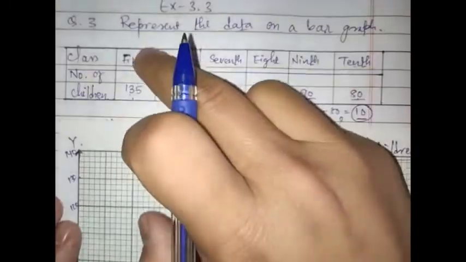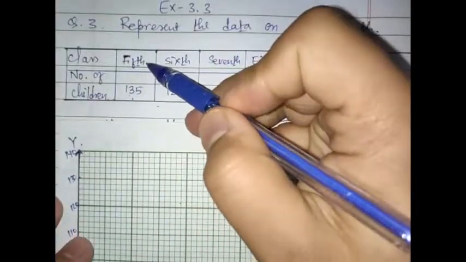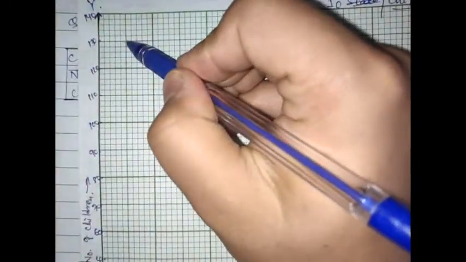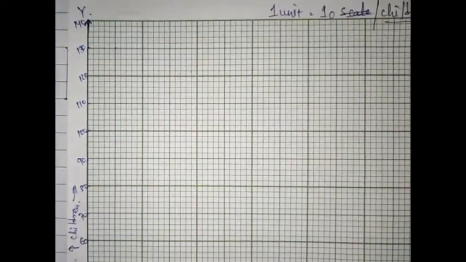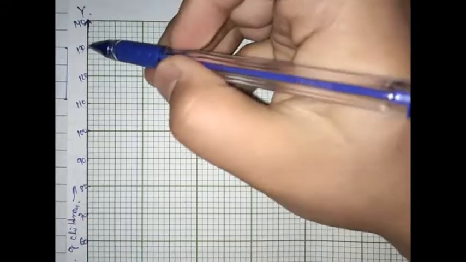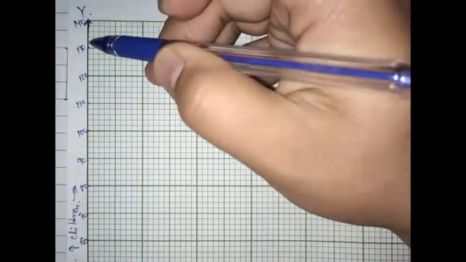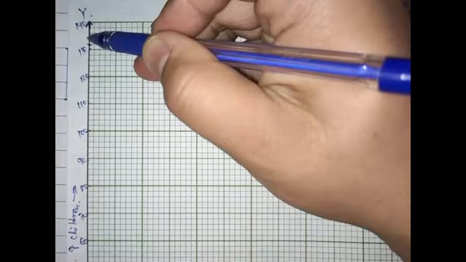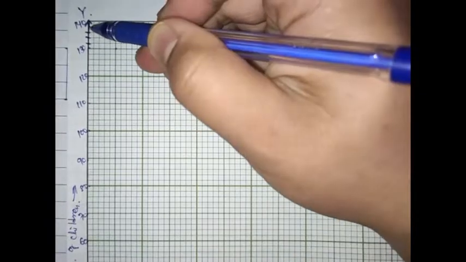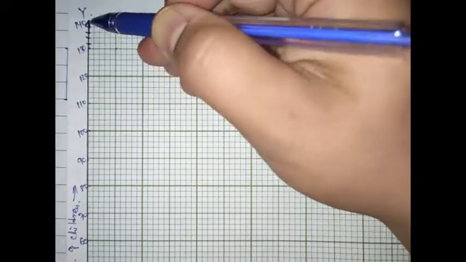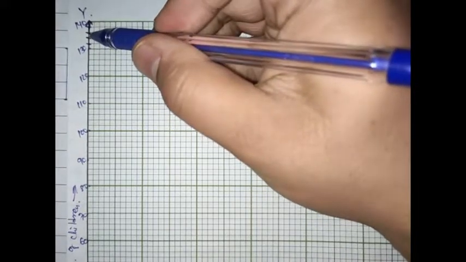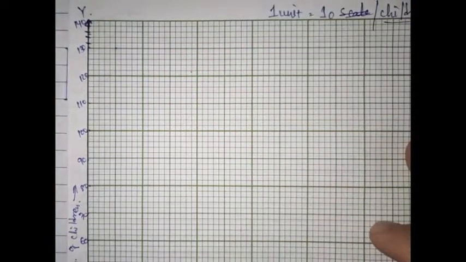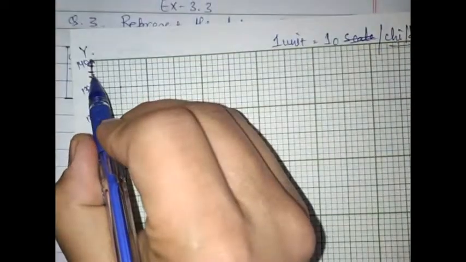So what is the number of children in the 5th class? It is 135. If 130 is here, then 135 should be somewhere in between 130 and 140. So students, in between this 1 unit there is a gap of 2: 132, 134, 136, 138, then it makes 140, right? So 135 should be in between 134 and 136. So how to make this? You have to be very careful while making this.